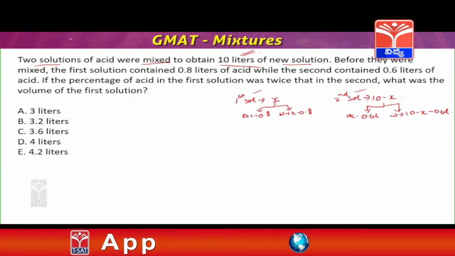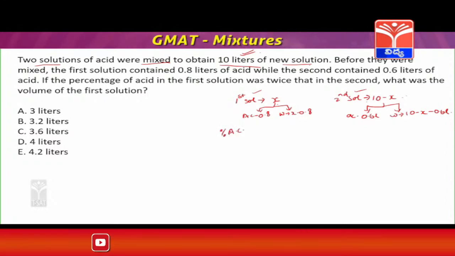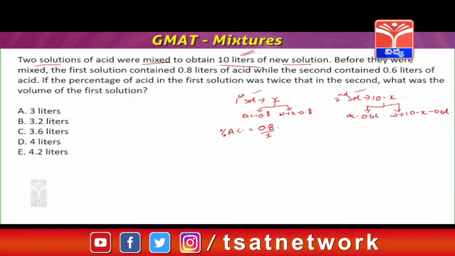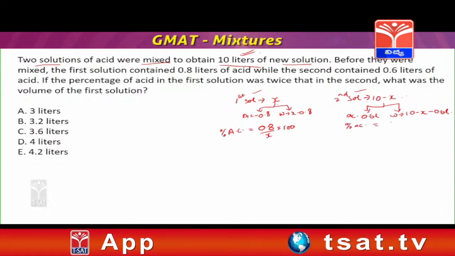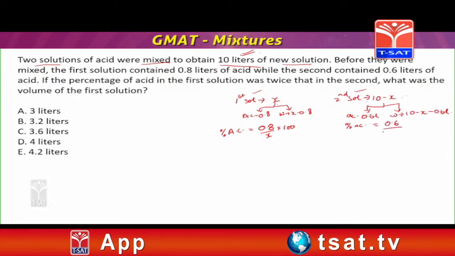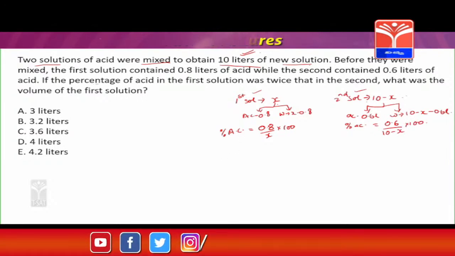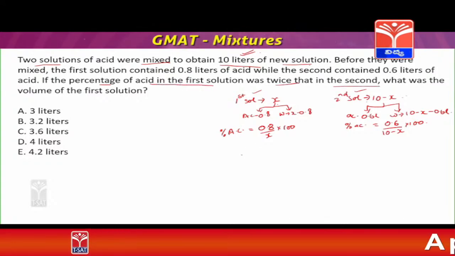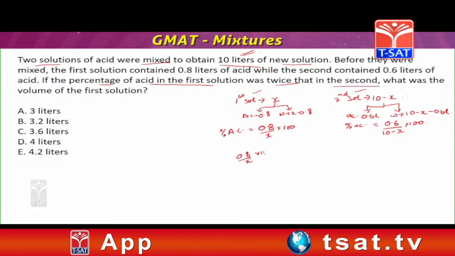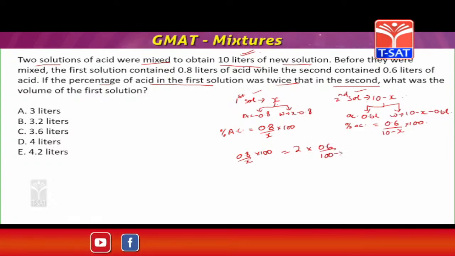Now, they are saying the percentage of acid in the first solution. So, how to calculate that? Percentage acid will be equal to how much acid was there, that is 0.8, divided by the total volume, that is x, into 100 in the first solution. For the second solution, percentage acid will be equal to the amount of acid, that is 0.6, divided by the total volume, that is 10 minus x, into 100. So, it is given that the percentage of acid in the first solution is twice that in the second.